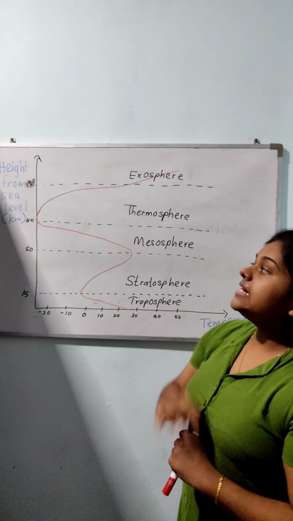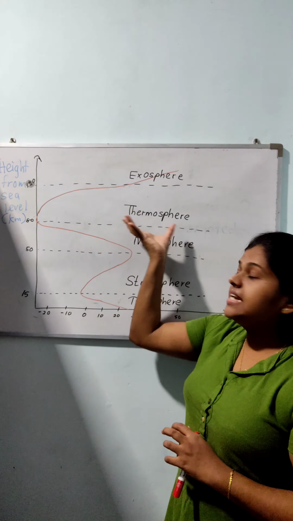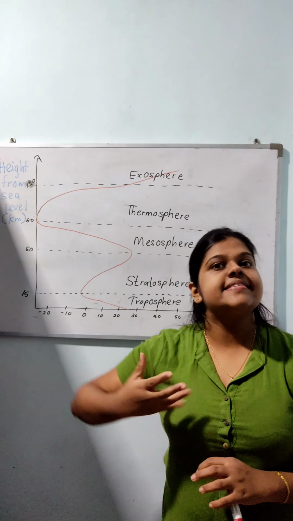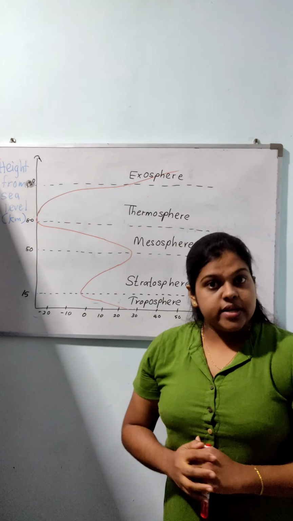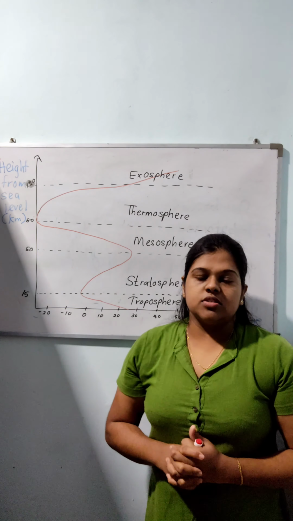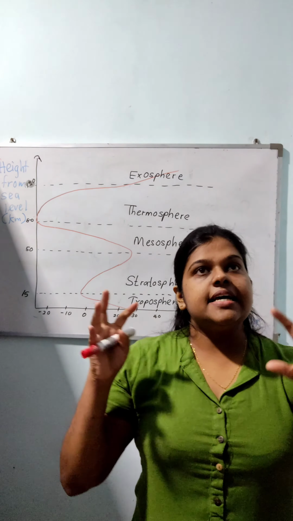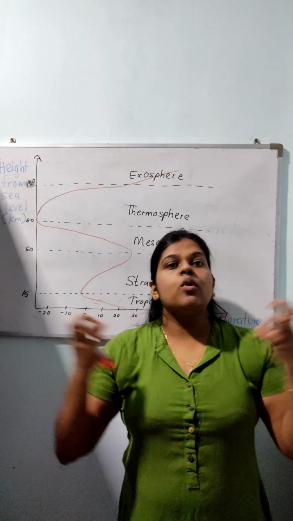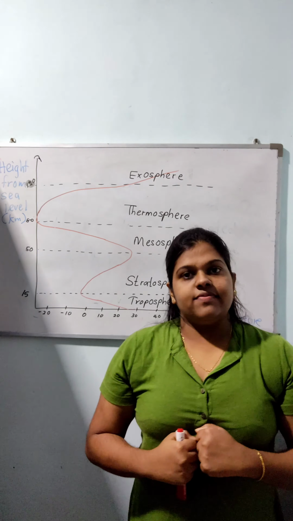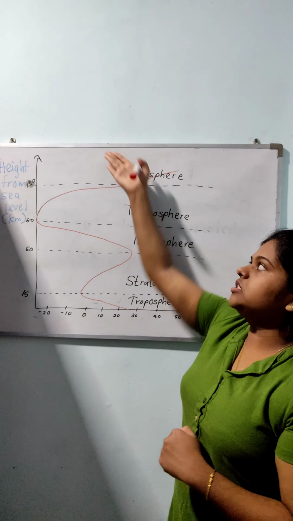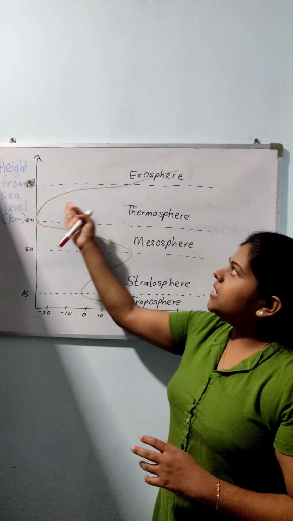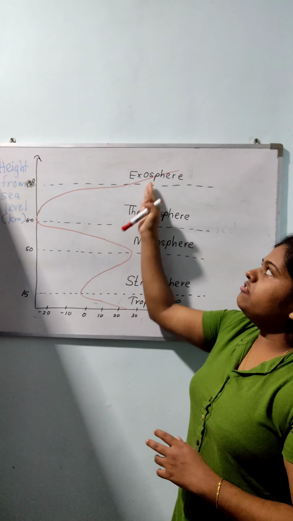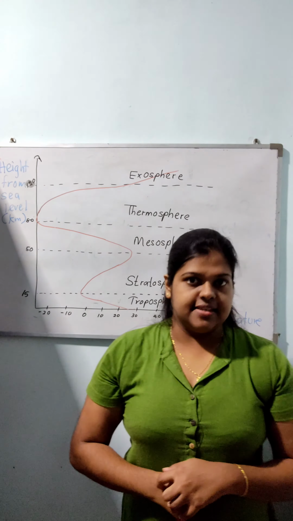The next layer is the thermosphere. In this wording, it is given thermo. It has some sort of heat. From 80 kilometers to 120 kilometers, it is the thermosphere. In this layer, the air particles absorb more and more sunlight. As well as this one is closer to the sun than the other 3 layers. That's why its temperature is going to about 30, 40, 50 degrees Celsius.